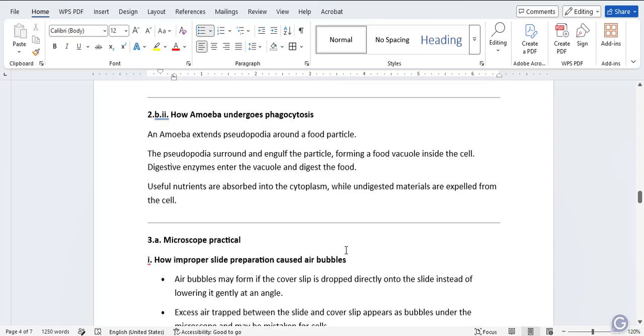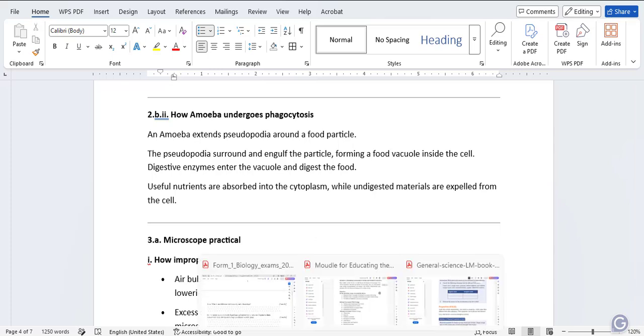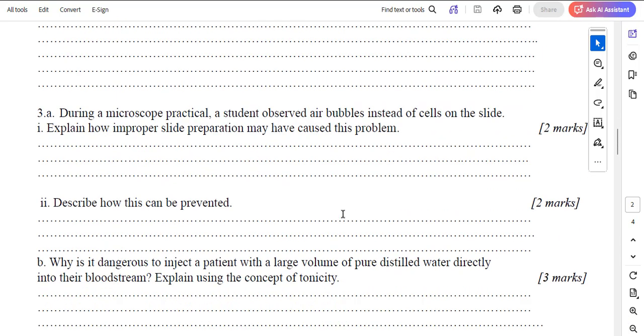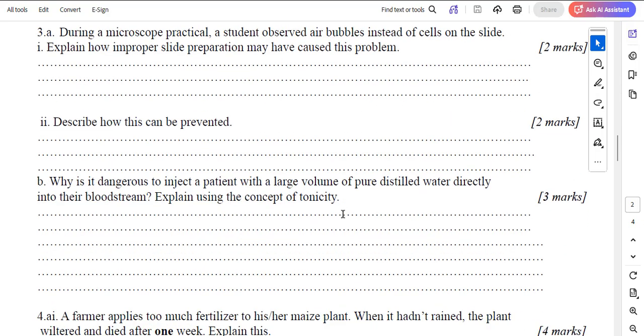So we're going to look at question 3. Take a look at question 3. It begins with 3a. During the microscopic practical, a student observed air bubbles instead of cells on the slide. Explain how improper slide preparation may have caused this problem. Describe how this can be prevented.